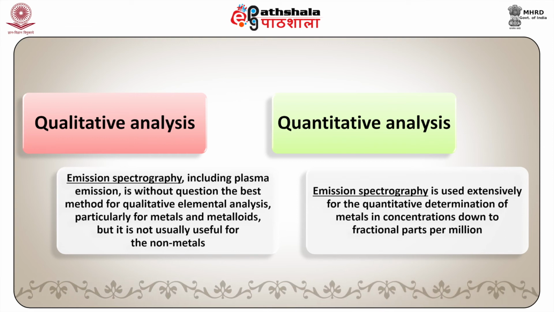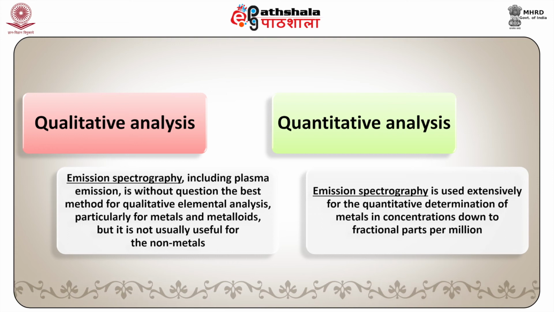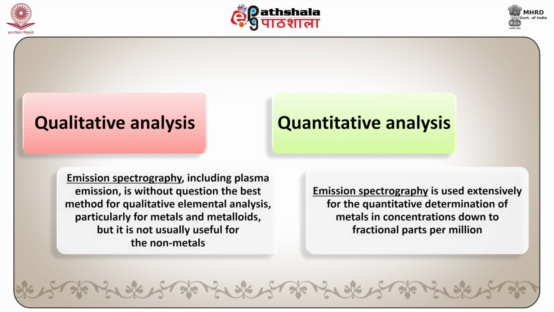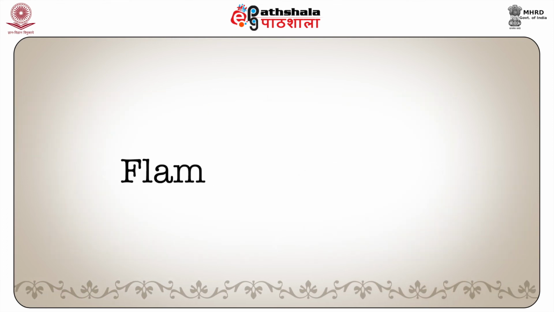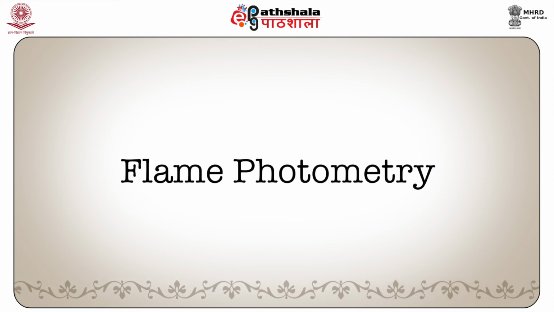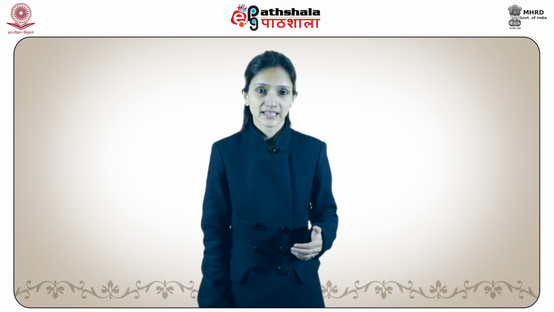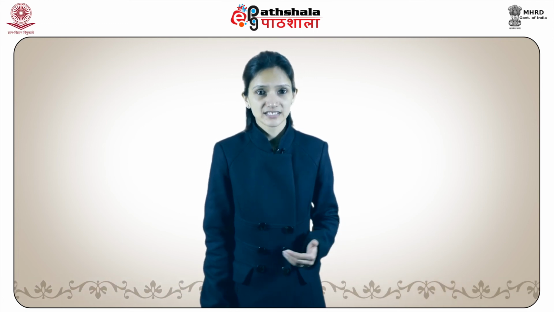Quantitative analysis. Emission spectrography is used extensively for the quantitative determination of metals in concentrations down to fractional parts per million. Next is flame photometry. Qualitative analysis. Flame photometry is particularly useful for the alkali metals and alkaline earth metals. It provides the basis for flame tests used in qualitative analysis schemes.